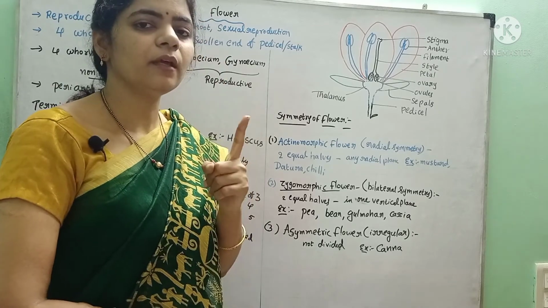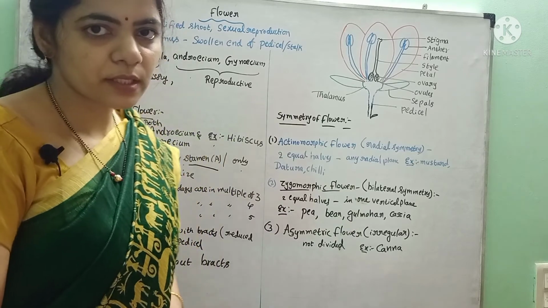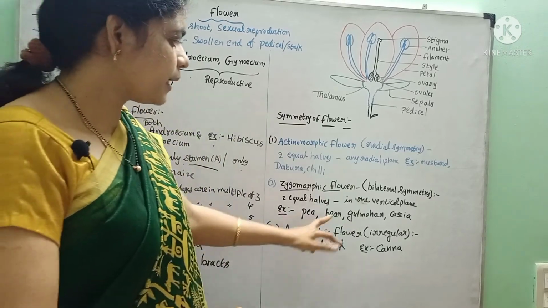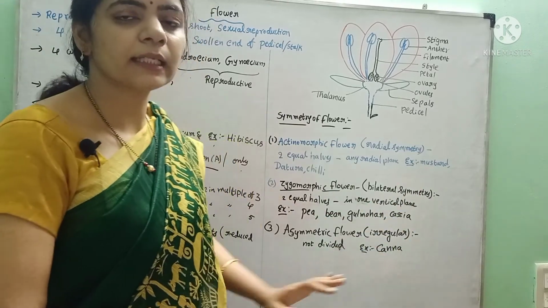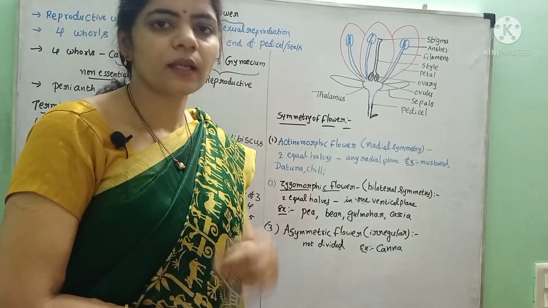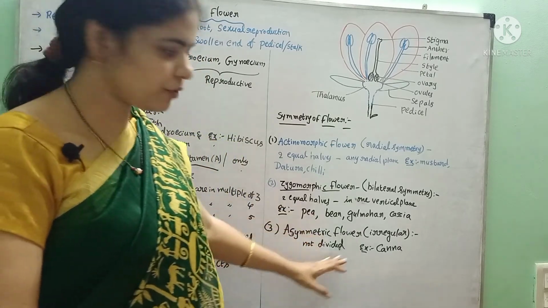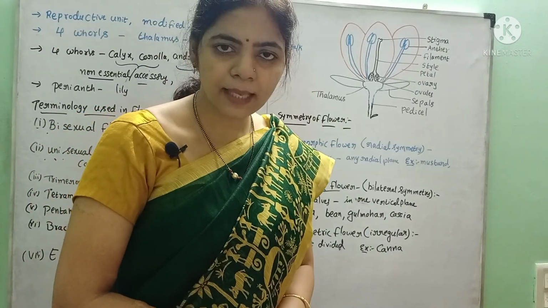And next, zygomorphic is nothing but bilateral symmetry. In only one plane we can divide the flower into 2 equal halves, that is called zygomorphic symmetry. Example: pea, bean, gulmohar and cassia. And the last one is irregular symmetry or asymmetry. In this, in any plane we cannot divide the flower into 2 equal halves. That is called asymmetry or irregular symmetry. Example: kanna.